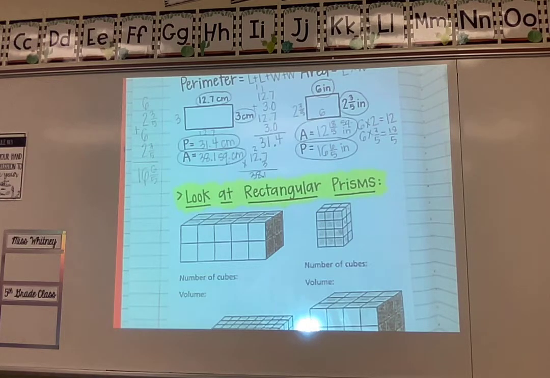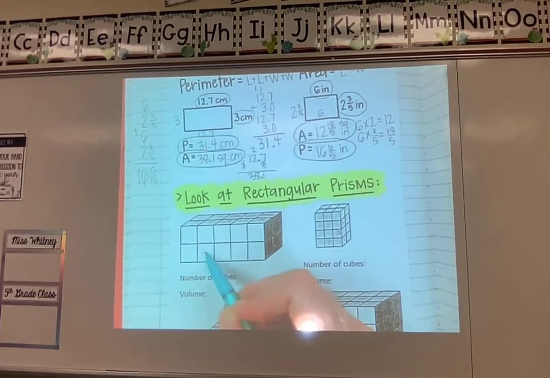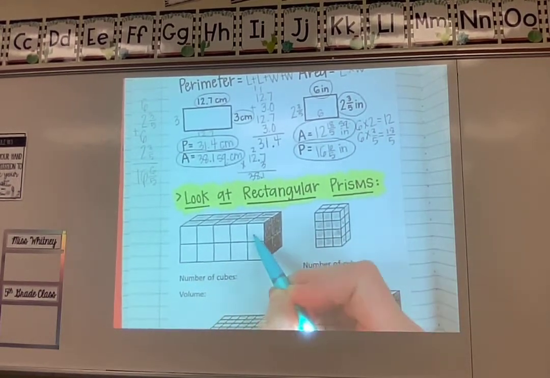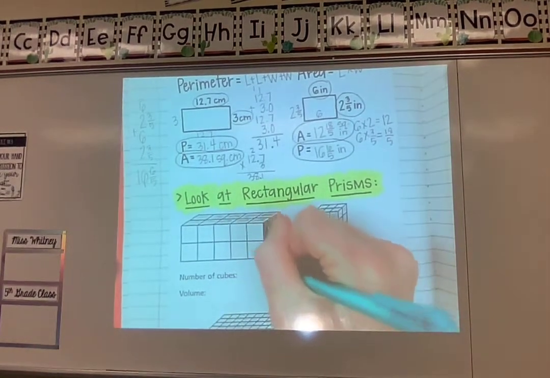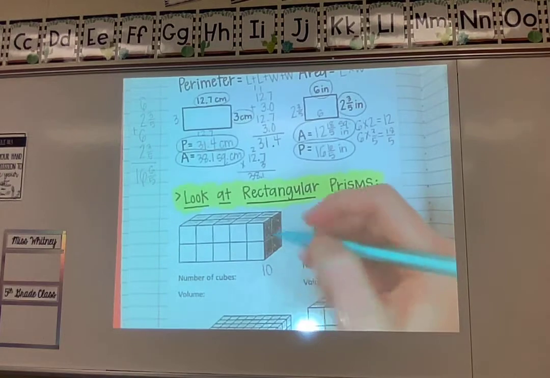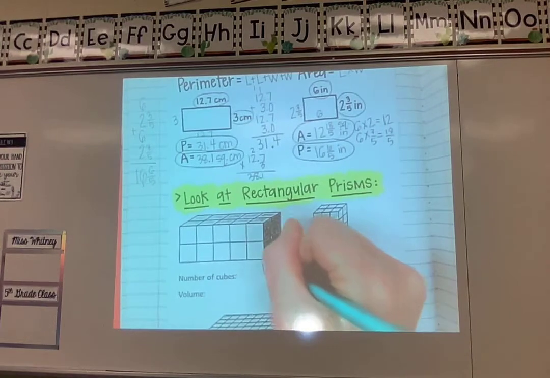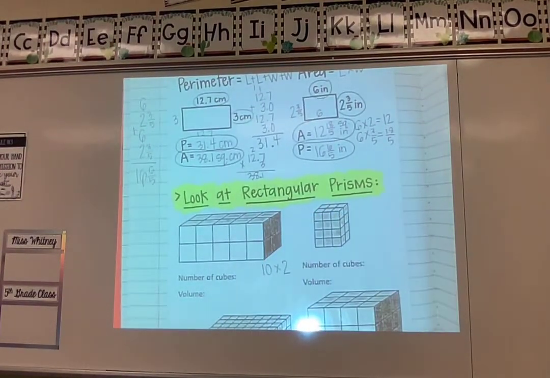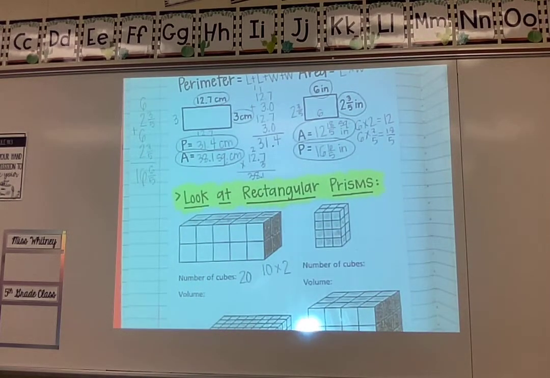So I'm going to show you how we calculate the volume. First, we want to count the number of cubes in this first layer. So I always count the layer that's facing me. There are 1, 2, 3, 4, 5, 6, 7, 8, 9, 10 cubes in that first layer. Then I need to see how many layers there are. So if I look at the side, there's 1 layer, 2 layers. It's 2 layers deep. So I would take 10 times 2, and that's going to tell me there are 20 cubes that could fit in that rectangular prism.